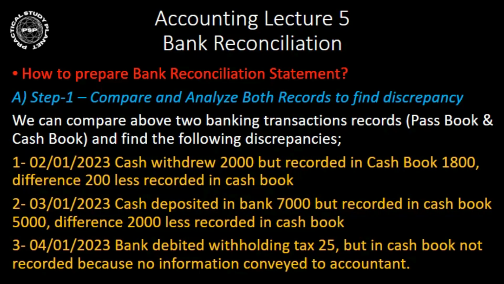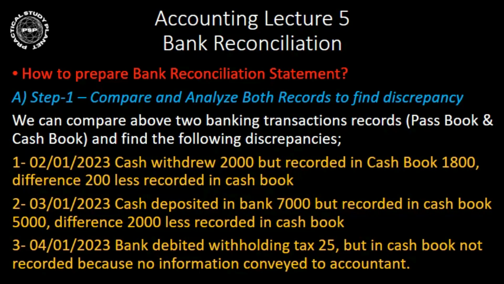So the first difference we found is that cash withdrawn was 2000 but recorded in the cash book as 1800. The difference is 200 less recorded in the cash book. The second difference we found is on the 3rd Jan: cash deposited into the bank was 7000 but recorded in the cash book as 5000. The difference is 2000 less recorded in the cash book.